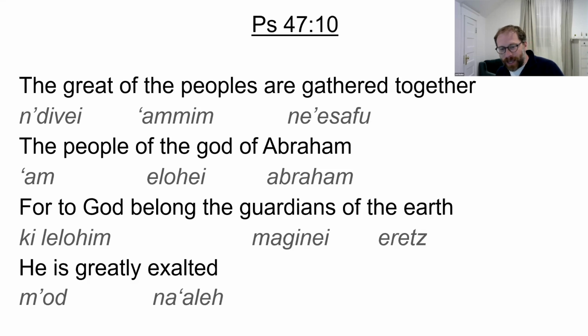But in fact, it may just be that the great of the peoples are gathered together as the people of the God of Abraham. In other words, it is like a notion of once they recognize God's kingship, which is what the psalm is calling for, they will become the people of the God of Abraham also. Anyway, there's lots of possibilities for what to do here.